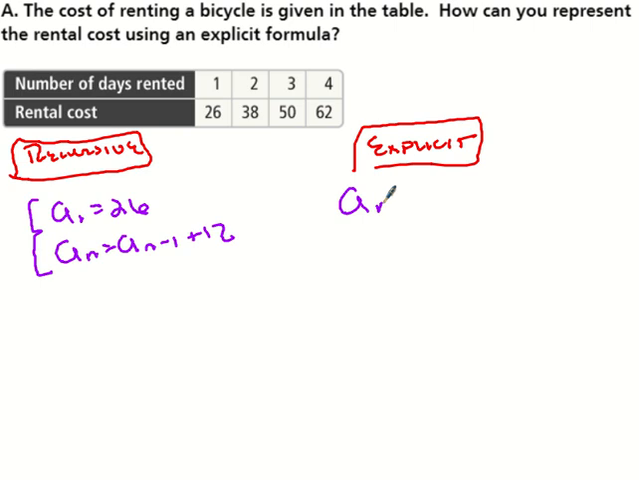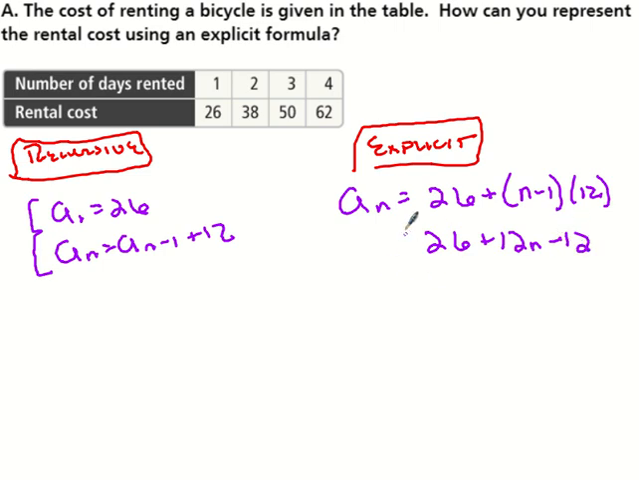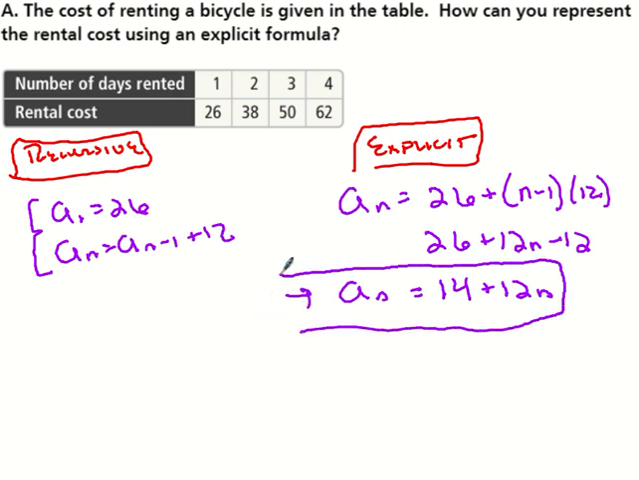Now, for the explicit formula, I need to plug in these values into the formula. So that's going to be n minus 1 times that common difference, which is 12. So this is what I started with. Then I'm going to do some distributive property. And then I'm going to finally simplify it to where I'm going to have 14 plus 12n. So here's my explicit formula, and there's my final answer. And again, it looks like a linear equation. The y-intercept's at zero when x is zero, which means that's when my n is zero in this case. I haven't actually started the sequence, but once I add 12 to that, it's going to give me my first term.